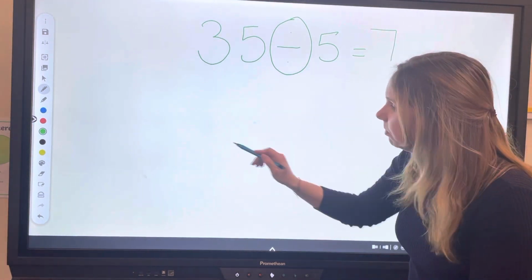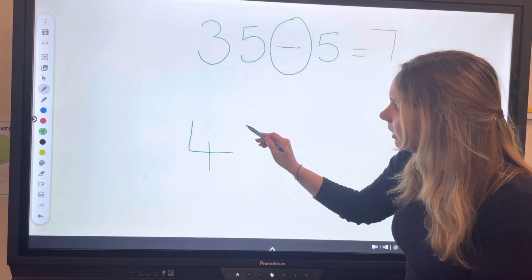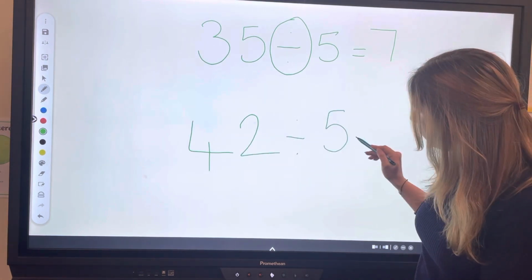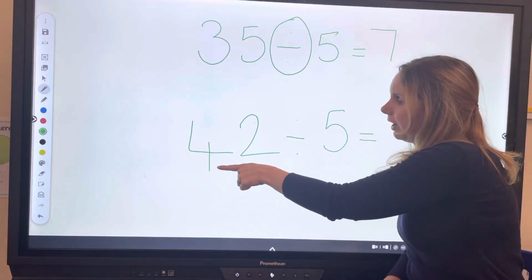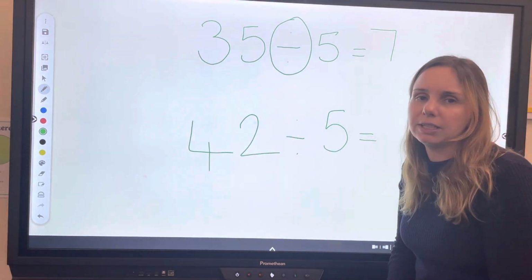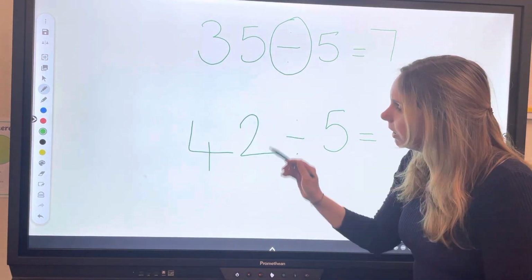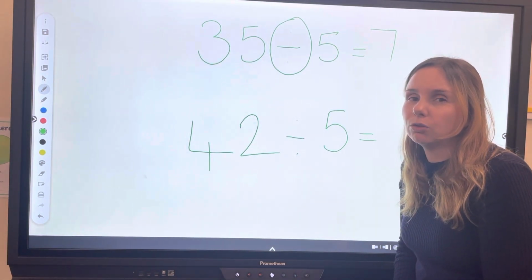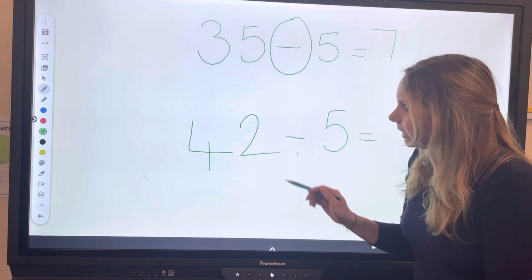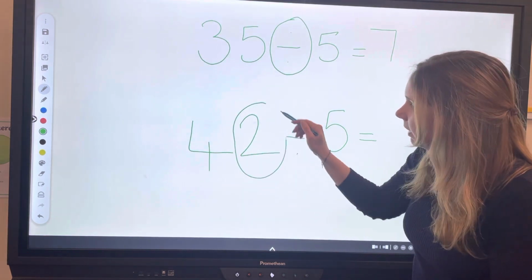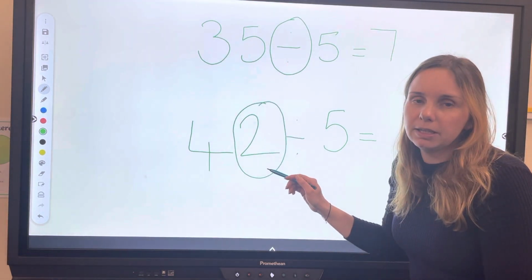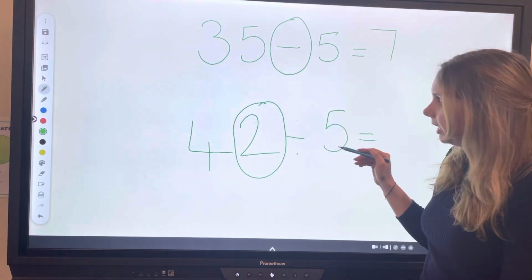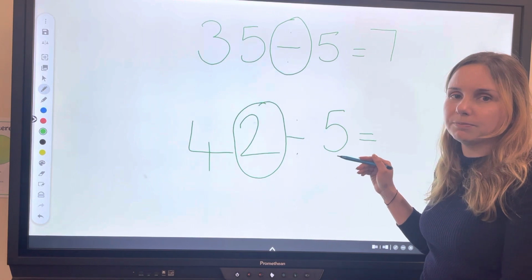How do I know, before I leave you, that I cannot do this into equal groups? How do I know that I cannot divide 42 by 5 into equal groups? What do we know about that number 42 that tells me it cannot be divided into equal groups? Hopefully you've noticed the ones. It has 2 ones. It's not a multiple of 5, it's not a multiple of 10. So I know it cannot be divided by 5 into equal groups.